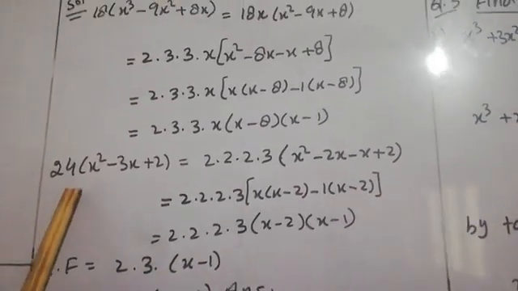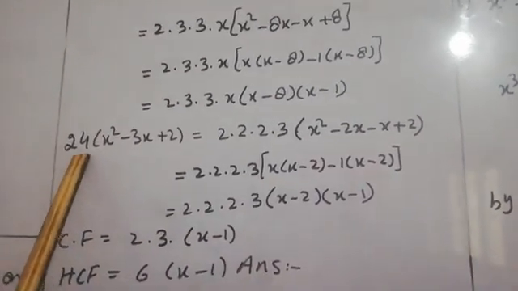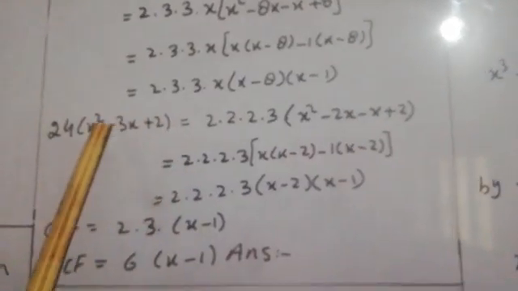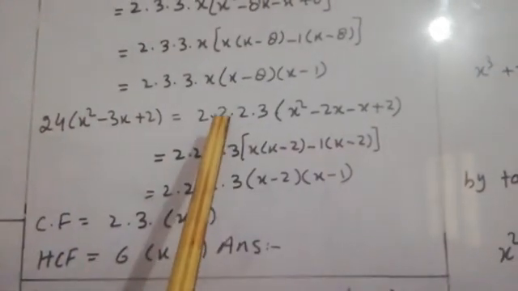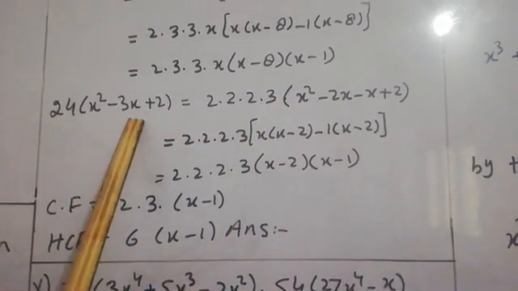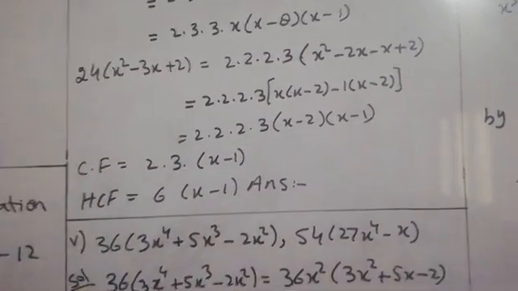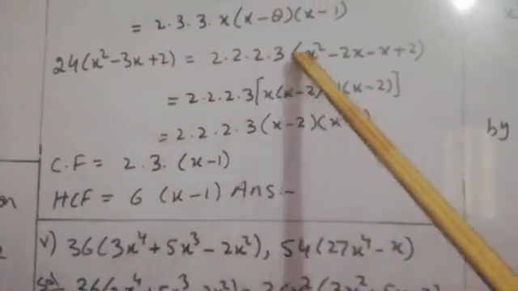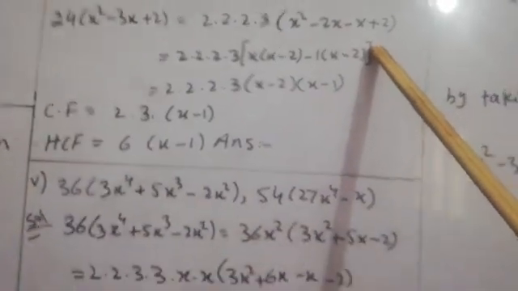Now this is the time to find the factors of 24x² - 3x + 2. The prime factors of 24 are 2 into 2 into 2 into 3, and we will find the factors by mid-term break: x² - 2x - x + 2.